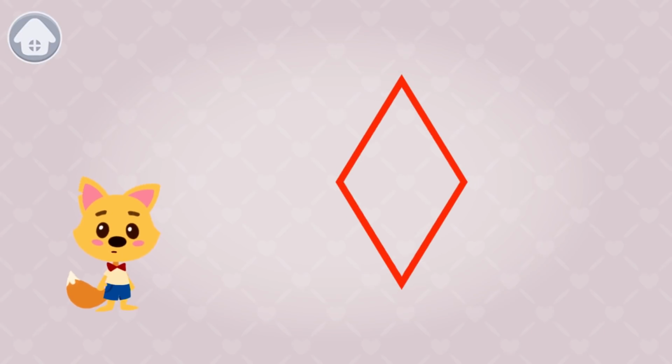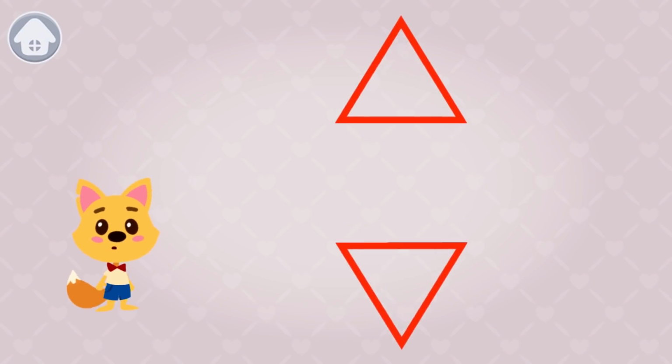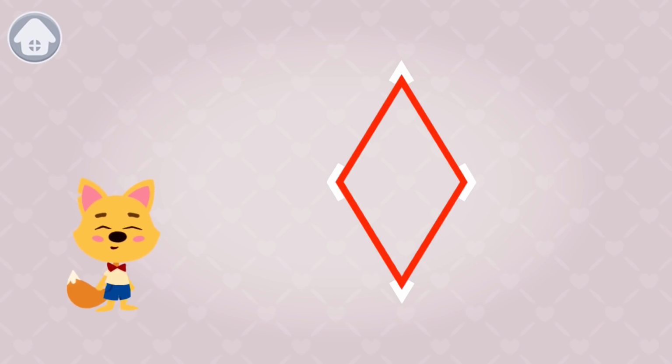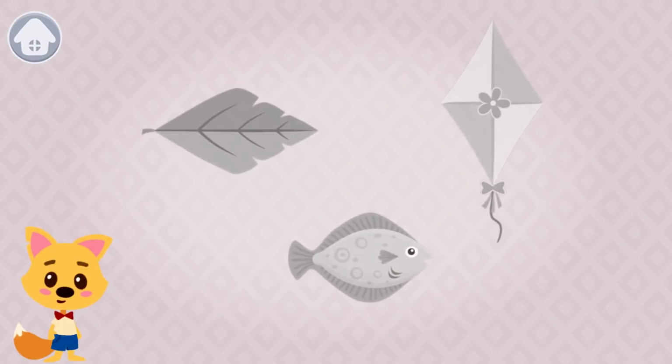This is a rhombus. It has four angles. 1, 2, 3, 4. Rhombus is made up of two triangles. All sides of the rhombus are equal. Tap on the rhombus. Tap on all the rhombus-shaped items.